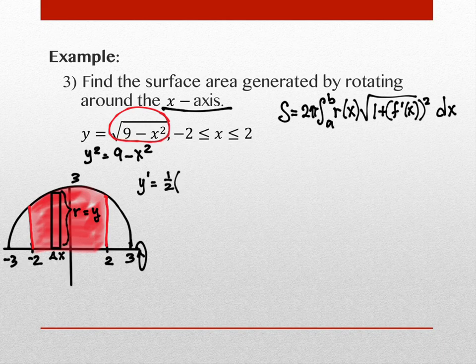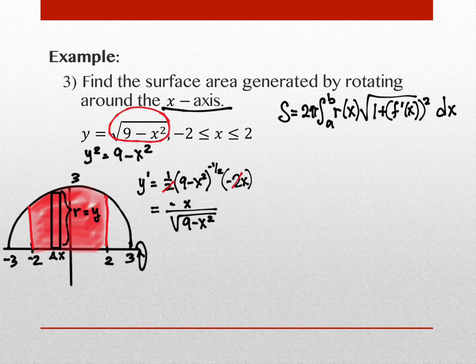1/2. 9 minus x squared to what power? -1/2 times -2x. Okay, it's a chain rule. You've been working with that one for several months now. These 2's will cancel. I can rewrite this with an x on top and the square root of 9 minus x squared on bottom.